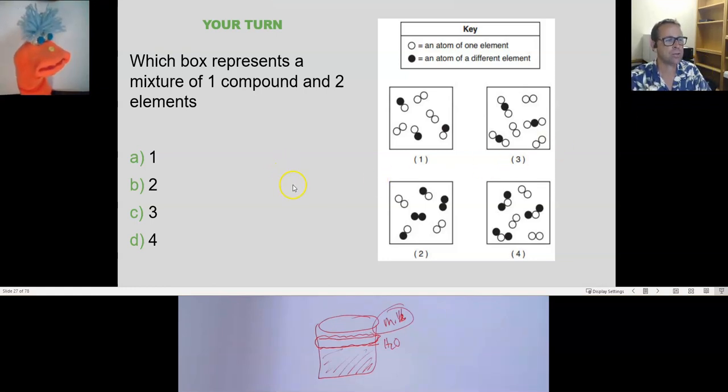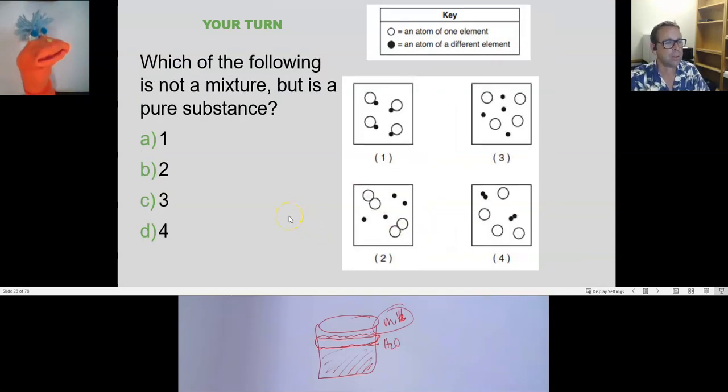That's right. 2 is the correct answer because this box 2 here, because we needed one compound, that's this one with different kinds of elements in it, and 2 elements. And these are different elements, the white and the black, because they're diatomic elements, right? Yeah. Okay, one more here. Which of the following is not a mixture but is a pure substance? Not a mixture, but a pure substance.